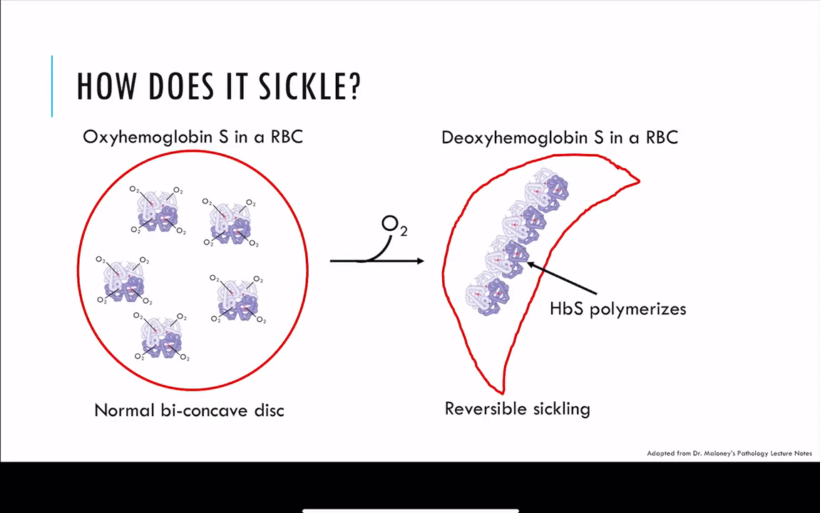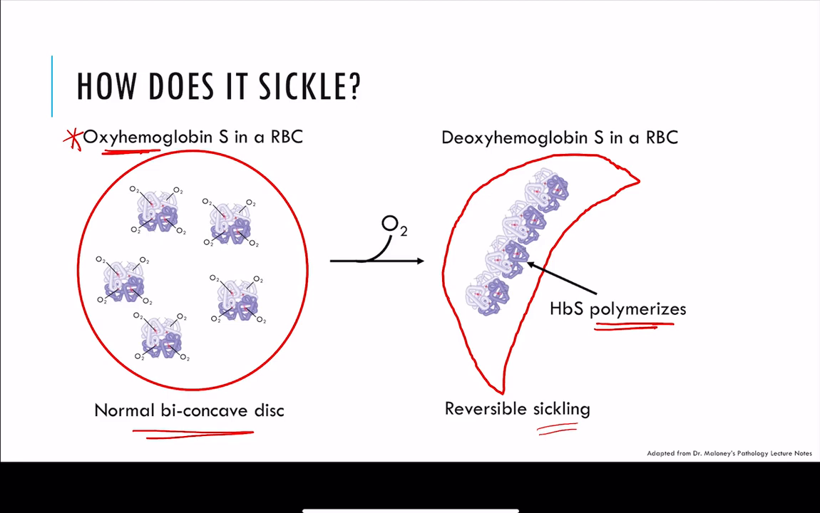In an oxygenated state here on the left side, when oxygen is bound to the hemoglobin, the binding keeps the hemoglobin molecules separated from each other, and that creates the internal environment to create the biconcave disc of a red blood cell. When the beta chains do not have an oxygen molecule bound to them, they like to polymerize or form these long chains. When the hemoglobin all link up in these long chains, it creates this sickled shape of the red blood cell.